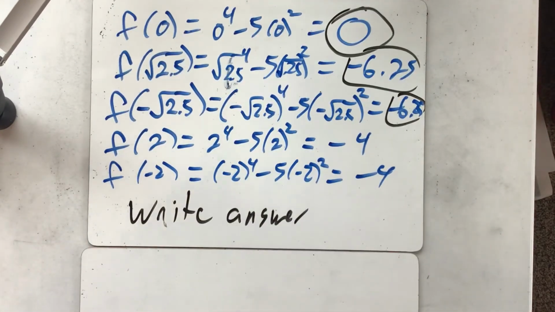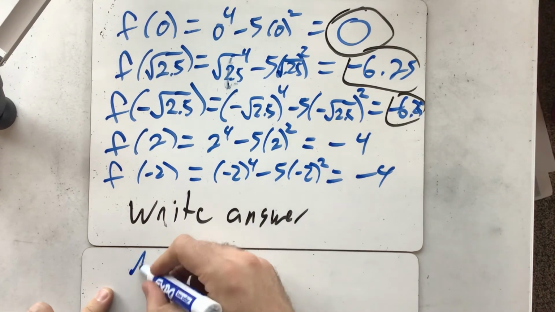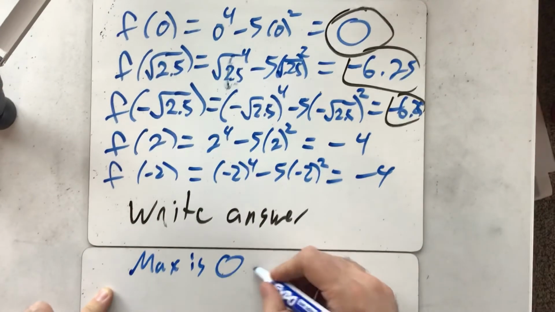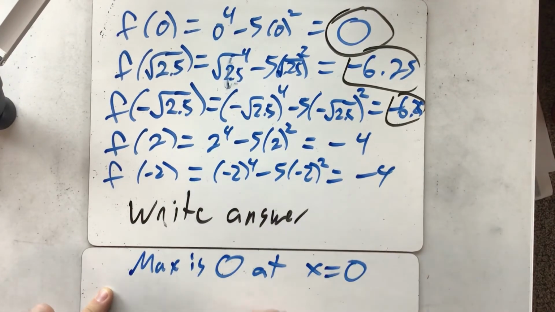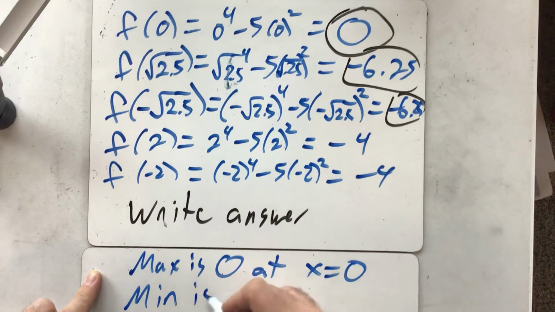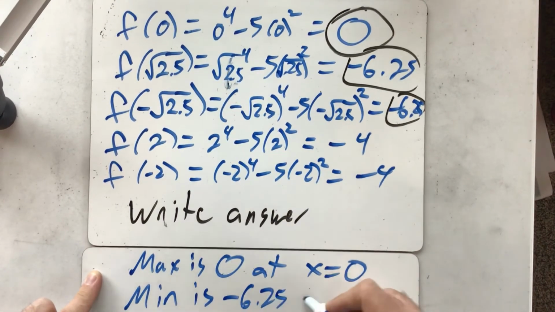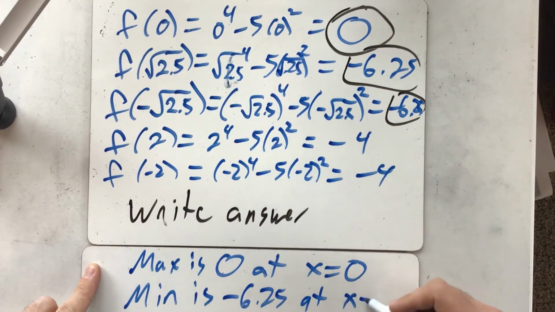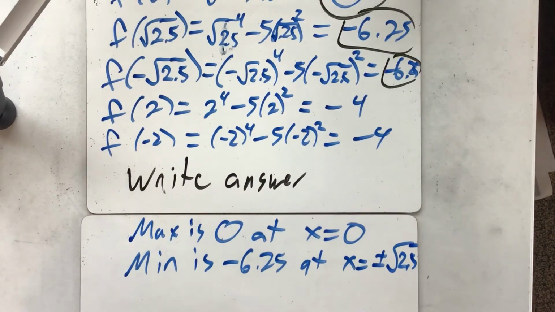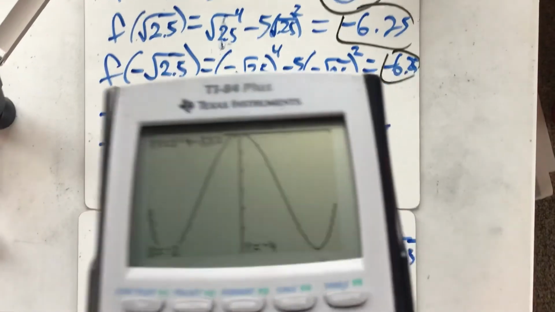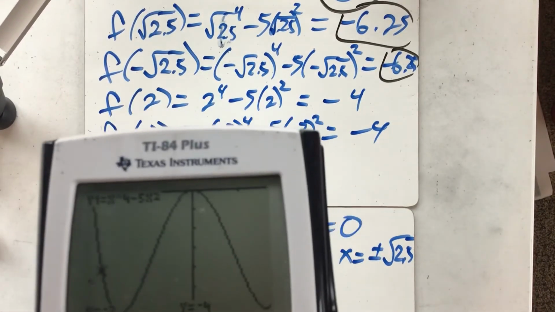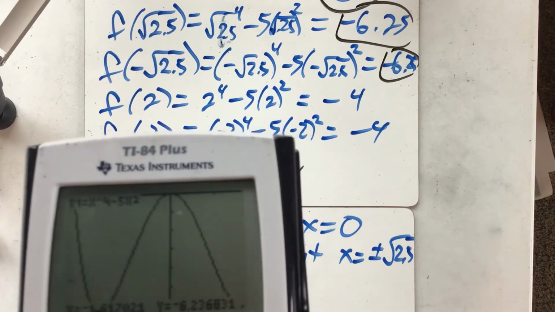So I'm just going to get myself in the habit of always writing these out in a really clear fashion, where I say the max is 0 at x equals 0, and the min is negative 6.25 at x equals plus or minus the square root of 2.5. Now, notice it's actually okay to have the minimum occur in more than one place. And here I've got my graph drawn for you so you can look at it, and you can see that our picture, if we look at it, I just messed it all up.